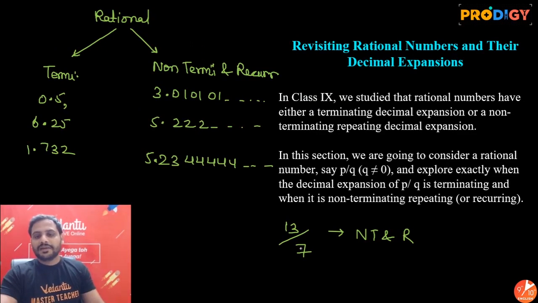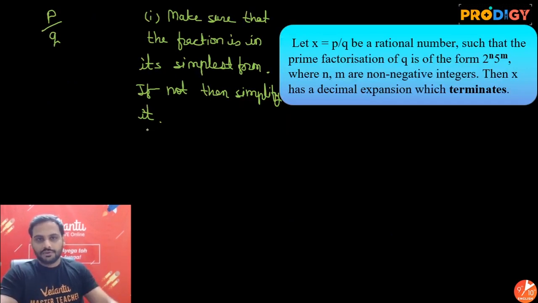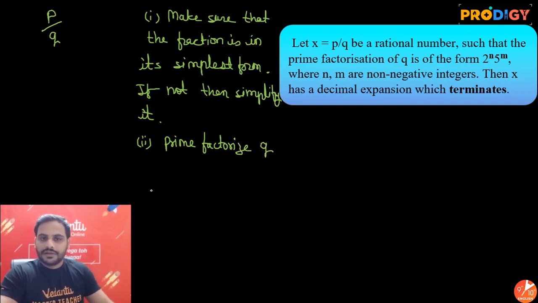Here see 13/7, I cannot simplify it further. They both are co-prime. So this is the first thing, make sure you do that. After that, prime factorize the denominator. Prime factorize Q. Now there are two possibilities for this prime factorization.